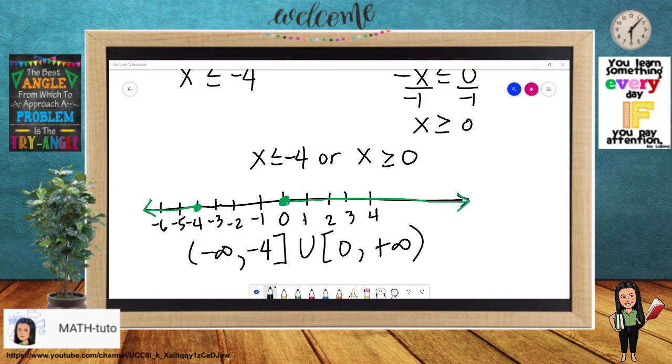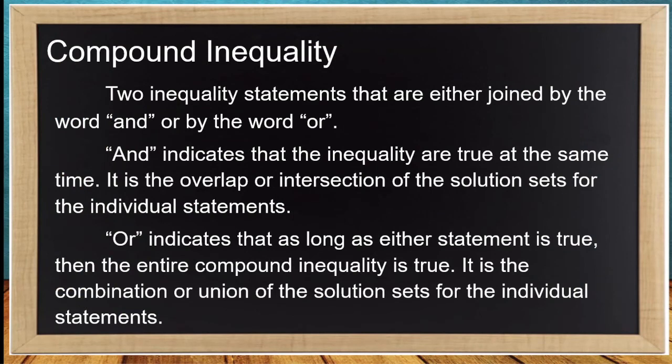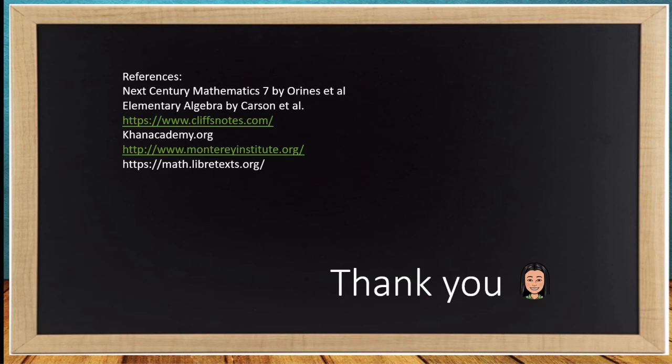Okay? So, that is how we solve a compound inequality joined by the word or. If you want to learn about solving compound inequalities joined by the word and, you can check the other video posted on this channel.